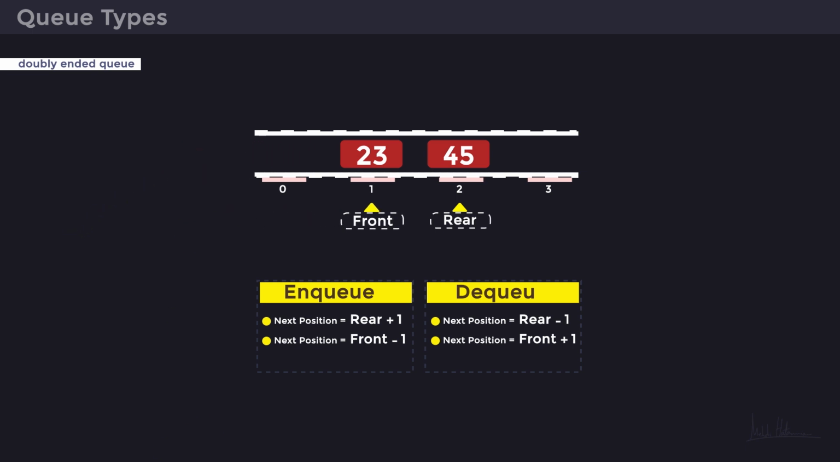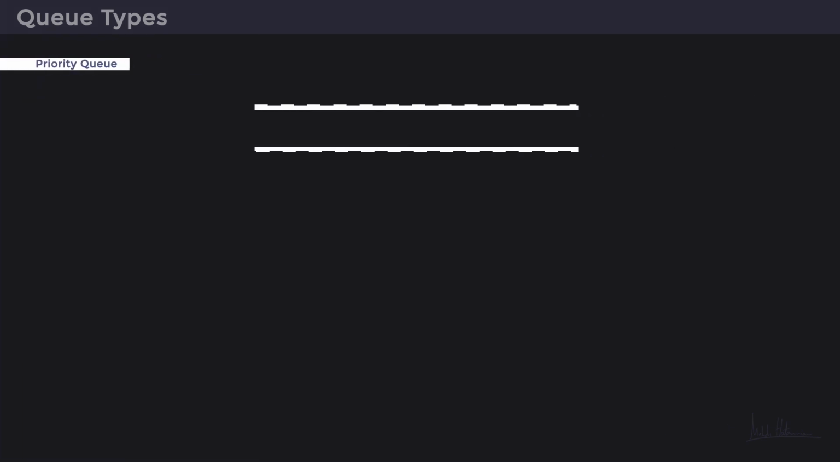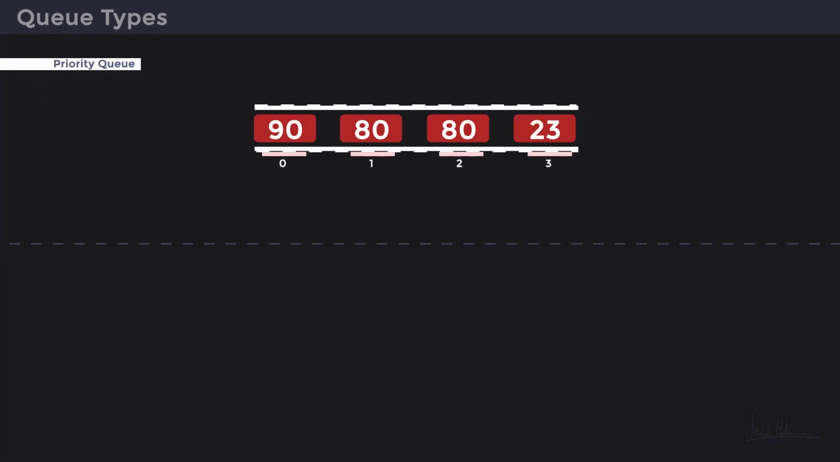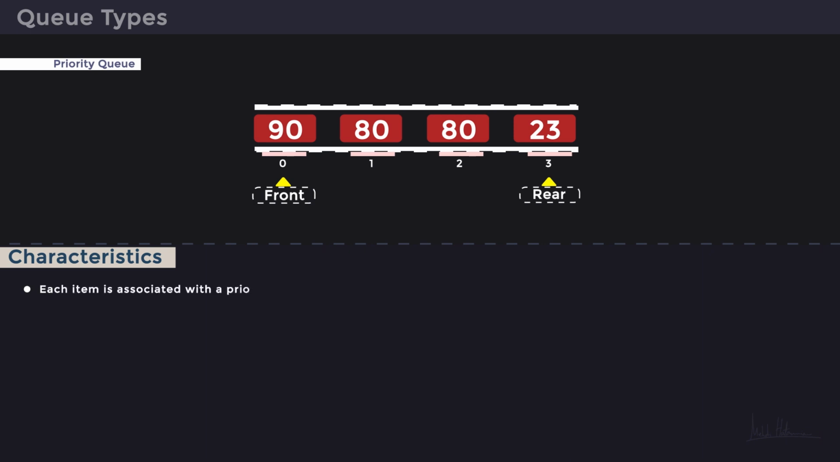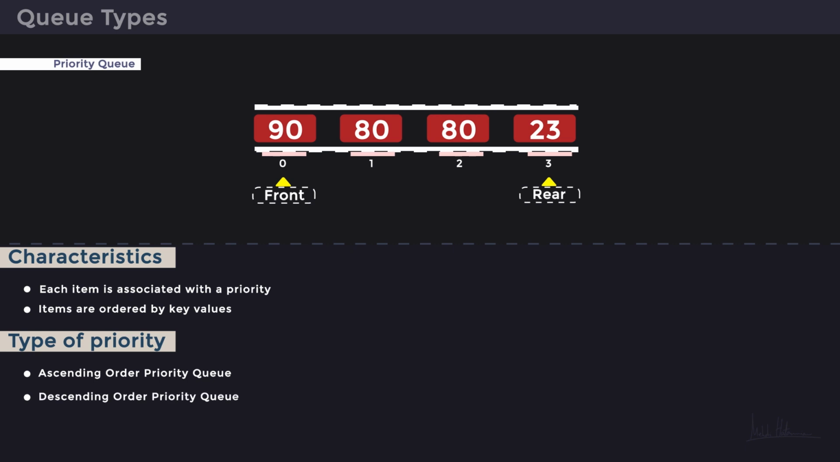The last type of queue that we will discuss is the priority queue. First, we need to talk about their characteristics. In this type, each element is associated with a priority and elements are ordered by their key values. There are two types of priority queue, ascending order priority and descending order priority. This priority queue will arrange elements in their ascending or descending order.